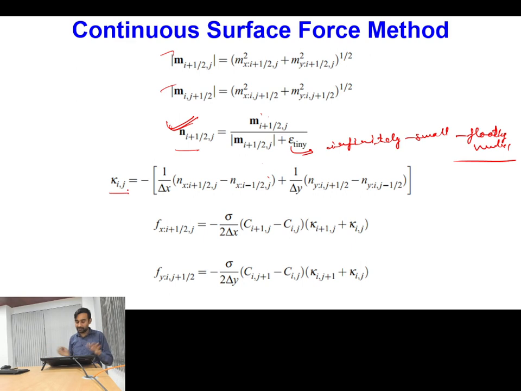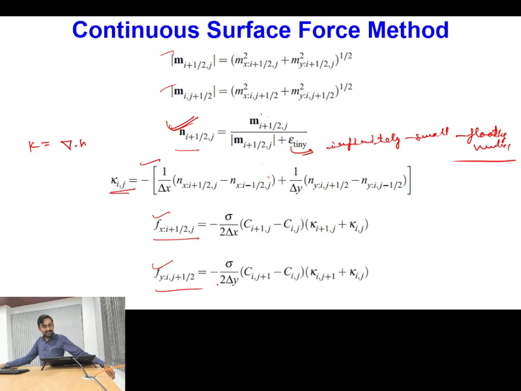So to calculate curvature, what you need to do now? Curvature is nothing but the gradient of the normal, which will be del n by del x i cap plus del n by del y j cap. So that is how Kij is actually calculated here from the knowledge of the normal values. Okay. Now you can calculate the value of the surface tension force. So the surface tension force can be obtained by clubbing all these values and joining them in this way.